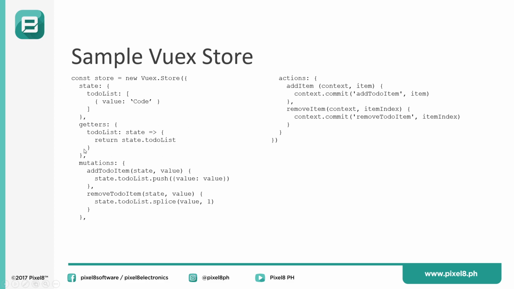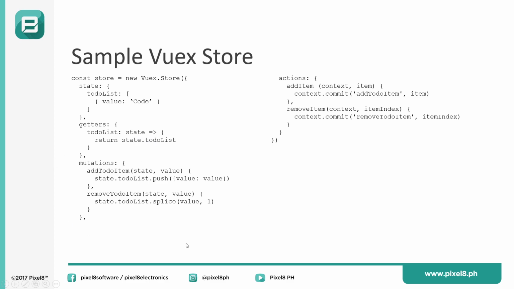Also, here you will see our getters. Getters contains our to-do list. What does this to-do list do? Basically, it is a function which contains our state, which can run certain functions. In this case, what the getters does is simply to return what our state contains, which is the to-do list, this one. So here, you can see our mutations.